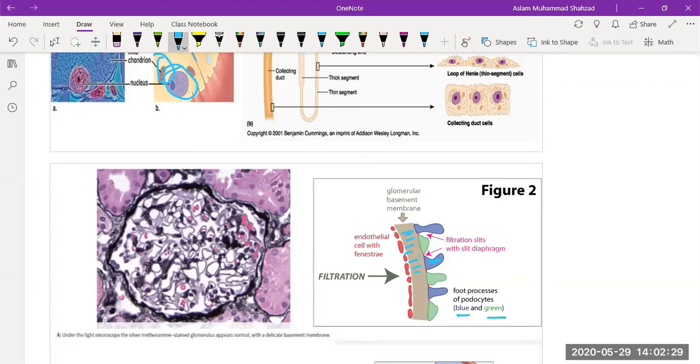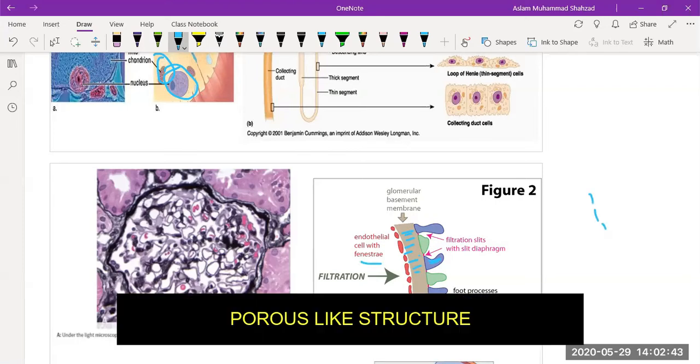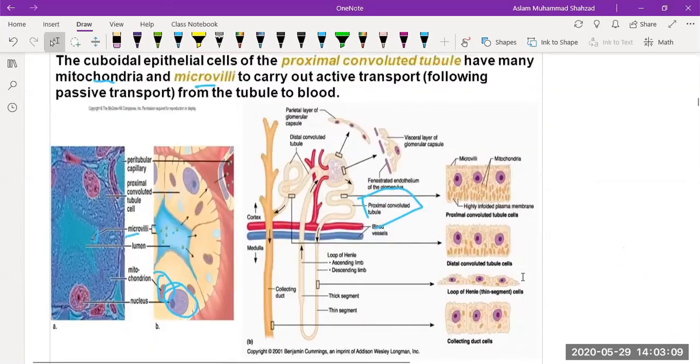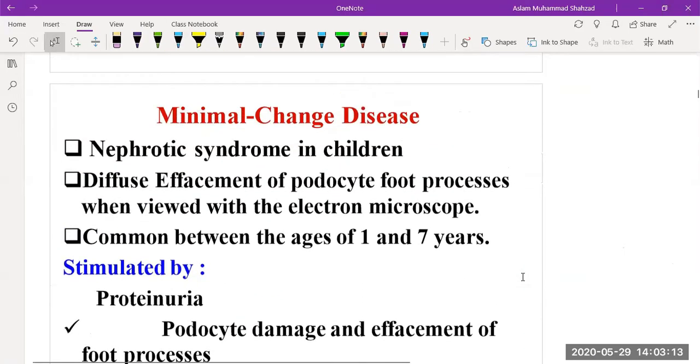They are responsible for filtration, for the absorption of ions and glucose. If you look back, we also have the endothelial cell with fenestra. Fenestra means a porous-like structure. It's just like a funnel that decides which things need to go and which things do not, so it acts like a filter. The process of filtration occurs through that surface, which consists of podocyte foot processes and endothelial cells with fenestra. In this disease there will be thinning of that surface, because they mention diffuse effacement of podocyte foot processes.